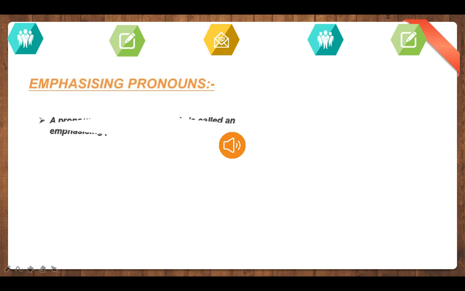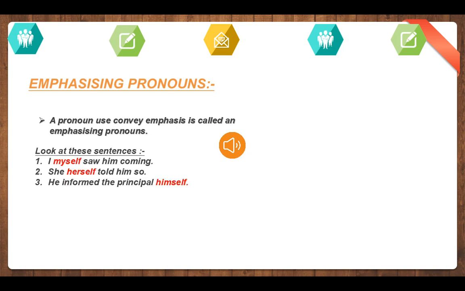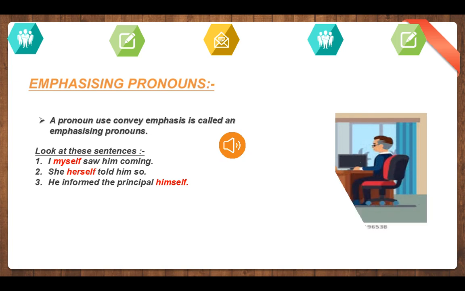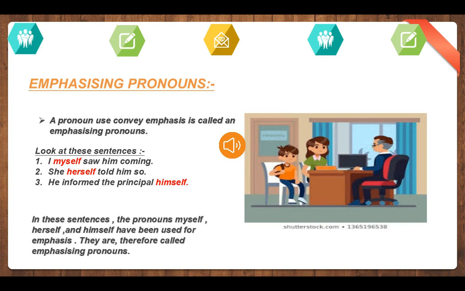Emphasizing pronouns. A pronoun used to convey emphasis is called an emphasizing pronoun. Now look at these sentences. I myself saw him coming. She herself told me so. He informed the principal himself. In these sentences, the pronouns myself, herself, and himself have been used for emphasis. They are therefore called emphasizing pronouns.